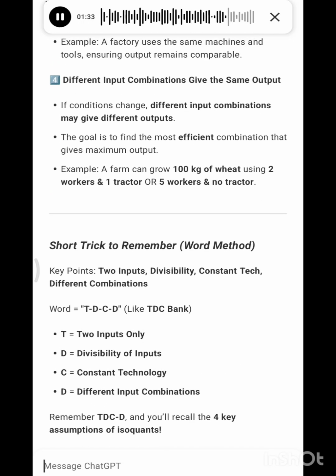Key points: 2 inputs, divisibility, constant tech, different combinations. Word equals TDCD, like TDC Bank. T equals 2 inputs only. D equals divisibility of inputs. C equals constant technology. D equals different input combinations. Remember TDCD, and you'll recall the 4 key assumptions of isoquants.